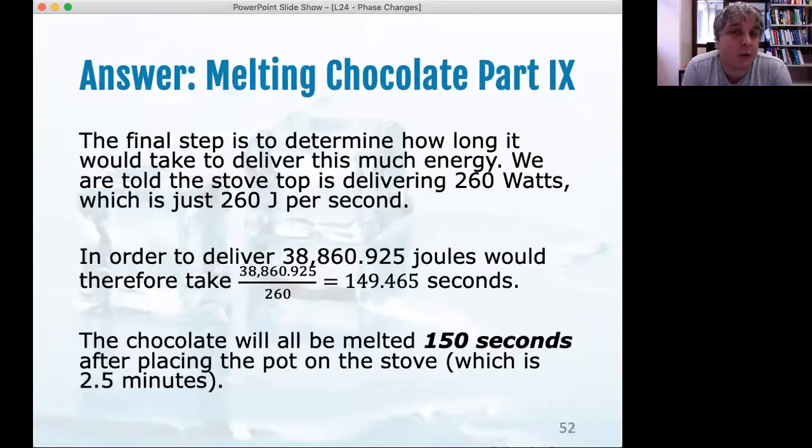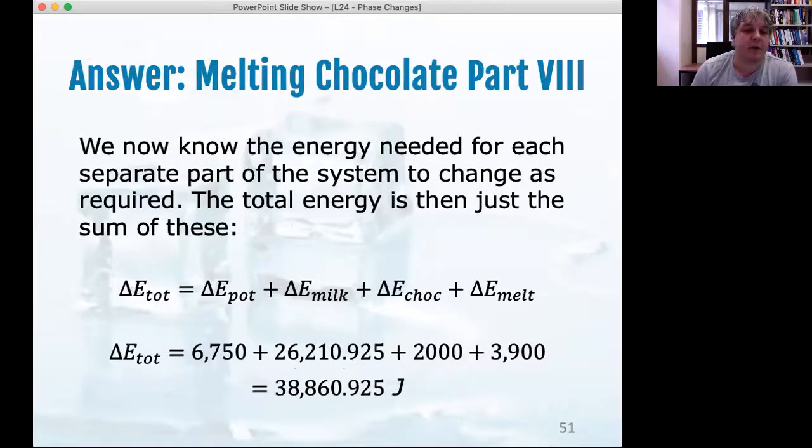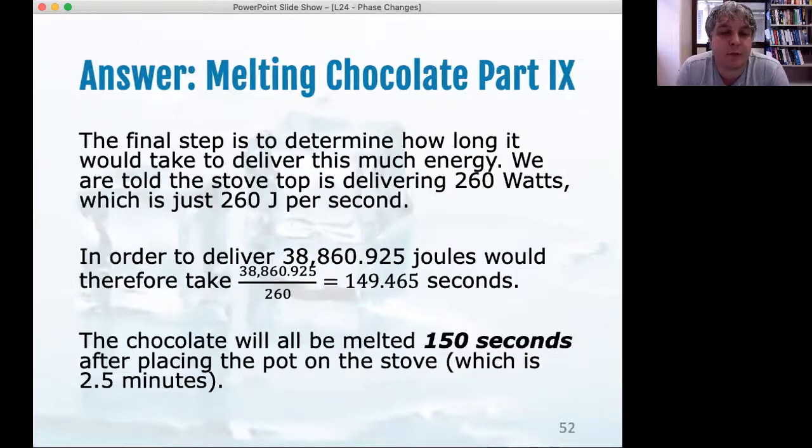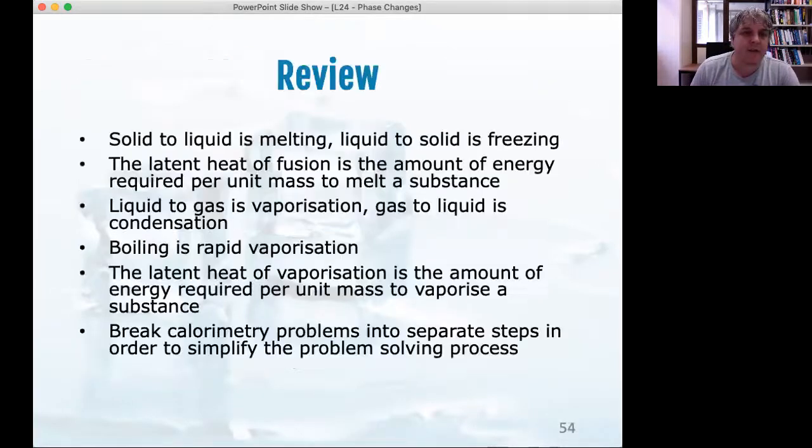But again, the rounding would produce a slightly different result. If you rounded each of those four values and then added them together and then used your rounded total energy to divide by 260, you might find a slight change. It probably wouldn't be as big as the change we saw in the previous question, but it would still result in a change potentially. So do keep that in mind. And that is the end of this lesson.